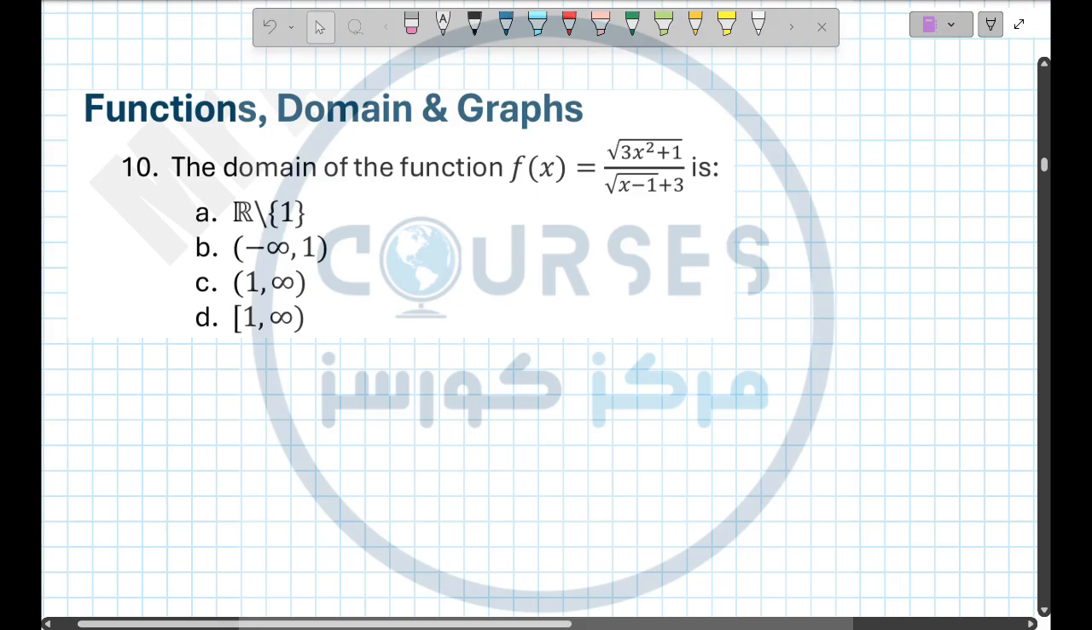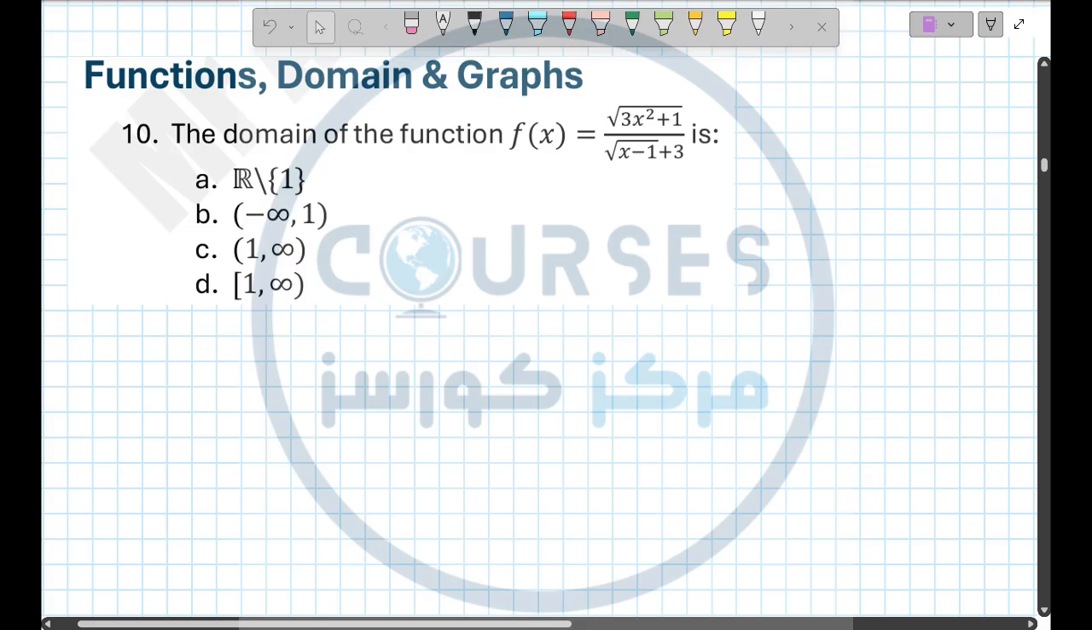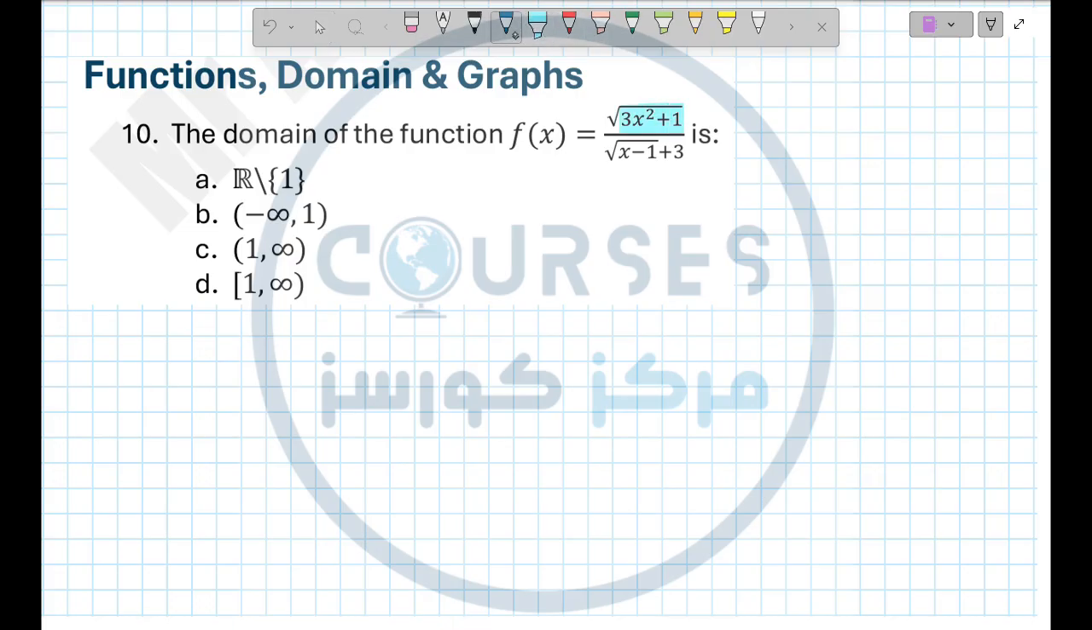The next category is function, domain, and graph. Okay, for the domain, here we have 3 different functions. The first one is this one. Let's call it f. The second one is just the square root. Let's call it g. And the third one is the entire denominator. Let's call it h. Okay, so first we have domain of g.